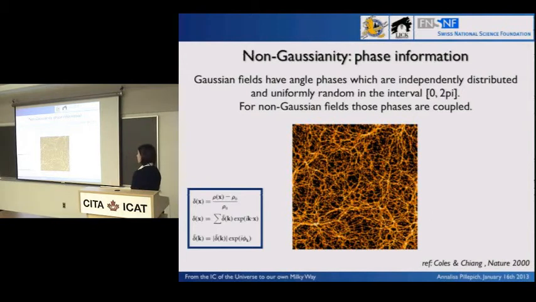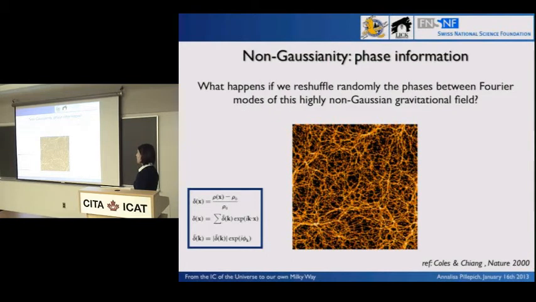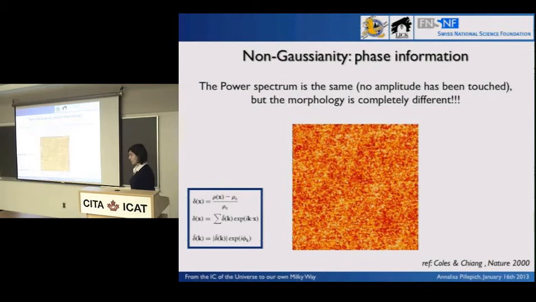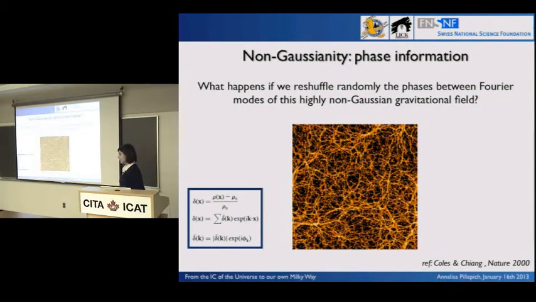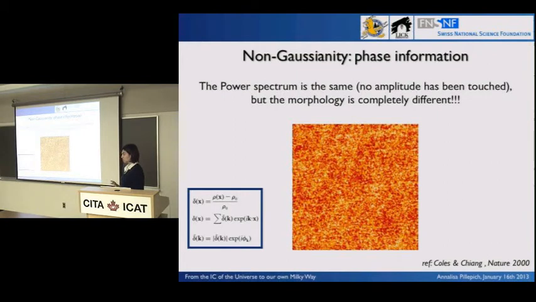So this is, for example, the number distribution of the large-scale structure. I'm telling you, this is a highly non-Gaussian field. Coles and Chiang proposed the experiment of what happens if we take the Fourier components and randomly reshuffle the phases, leaving the amplitudes as they are. And this is what happens. In this experiment, no amplitude was touched, so if I compute the power spectrum of this and this, they are exactly the same. But the morphology is totally different. And this is just to point out how important the higher-order moments, or correlation functions, are.